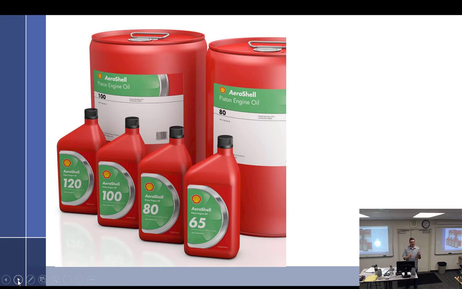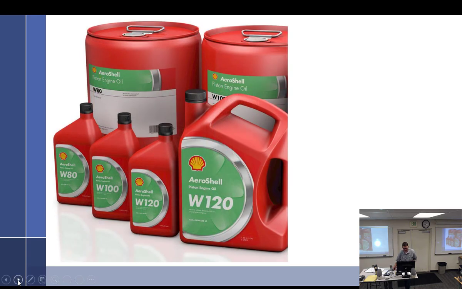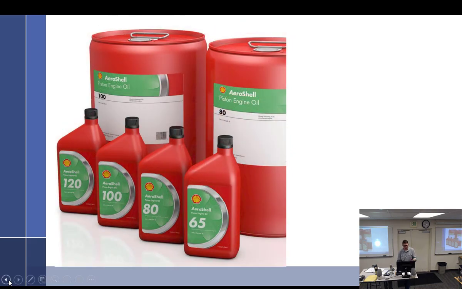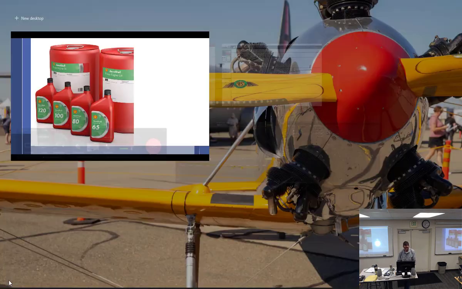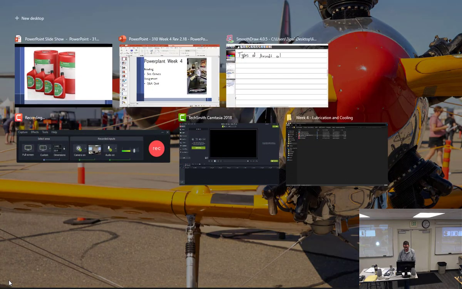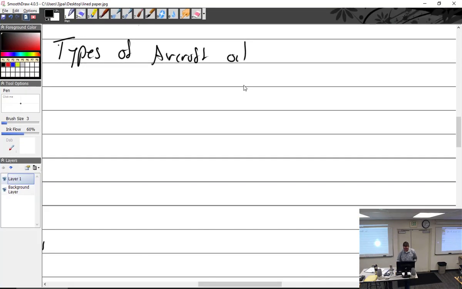But then we have something called straight mineral oil. All right, so it's this stuff, right? No, it's not that stuff. Is it this stuff? I haven't used it. Nope, it is that stuff. Okay, so straight mineral oil. Types of oil. So we're going to start with that. Straight mineral oil.